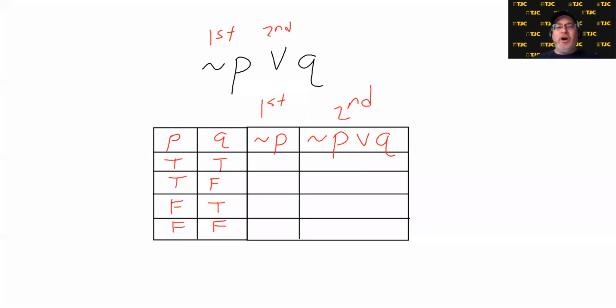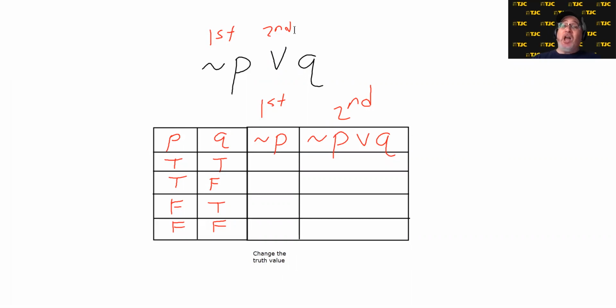All right, hopefully you paused the video and gave it a try. Here we go. First column, the negation P. Question, what does negation do? What is the rule for negation? Negation changes the truth value. So the rule that we're going to do is we are going to change the truth value.